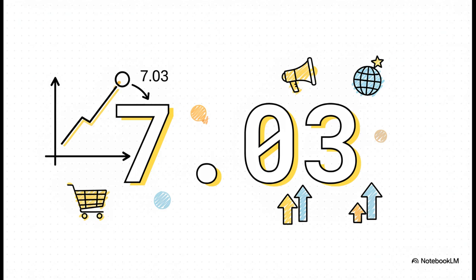So let's break it down. What does that first number, 7.03, actually mean? Well, that's our intercept. In plain English, our model is telling us that if we spent $0, absolutely nothing, on TV ads, we'd still expect to sell around 7,030 units. That's our baseline, maybe from people who already know our brand.